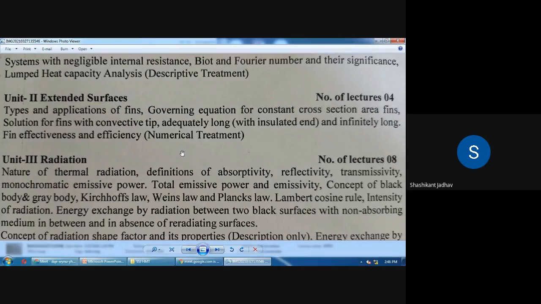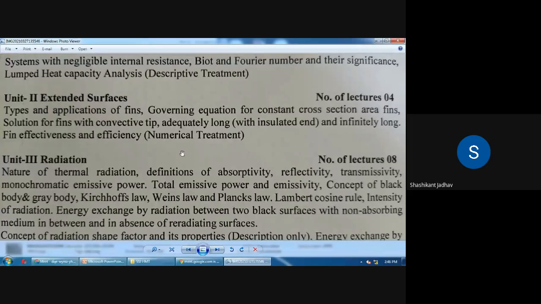So for dissipating the maximum heat into the surrounding, we have to increase the surface area by using these extended surfaces. Okay. So this is about the extended surfaces and the applications of the fins.